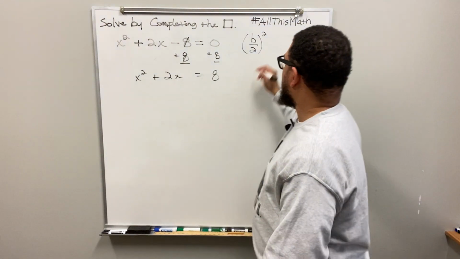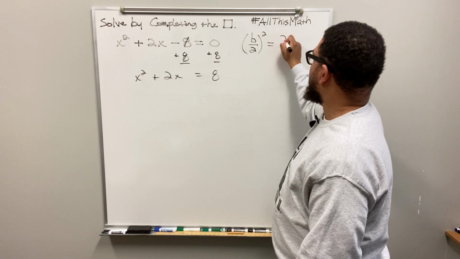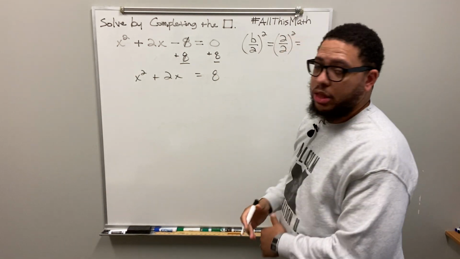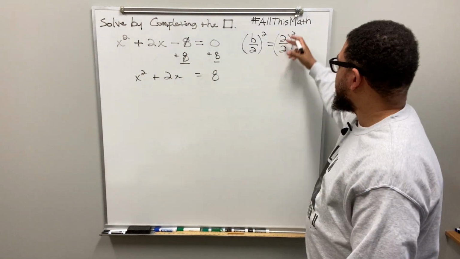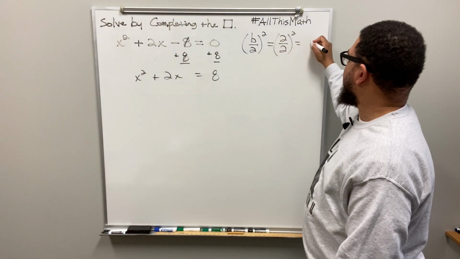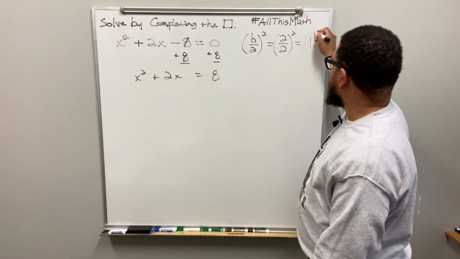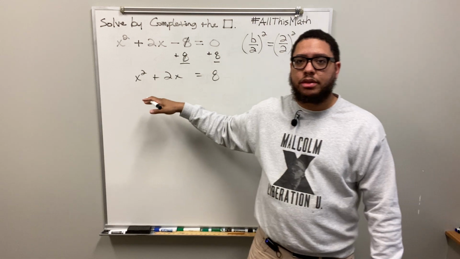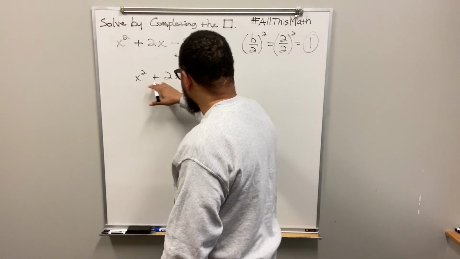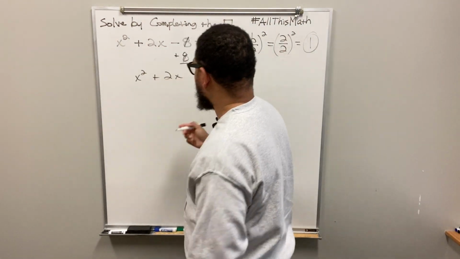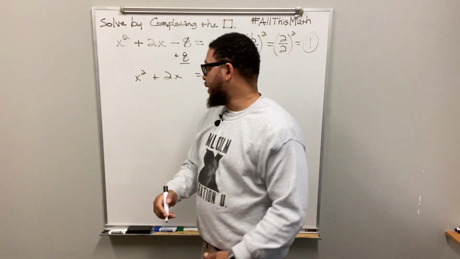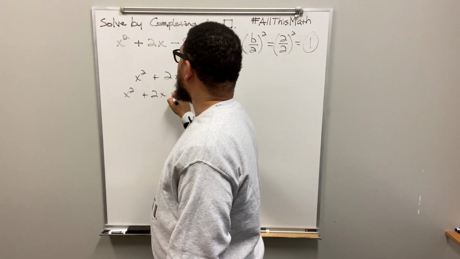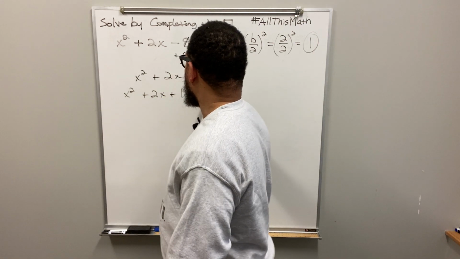So that means in this particular problem, our b over 2 squared is going to be 2 divided by 2, squared. Follow the order of operations. 2 divided by 2 gives me 1. 1 squared is 1. So with this 1, I can complete the perfect trinomial square. What does that look like? It looks like x squared plus 2x plus 1 equals 8.